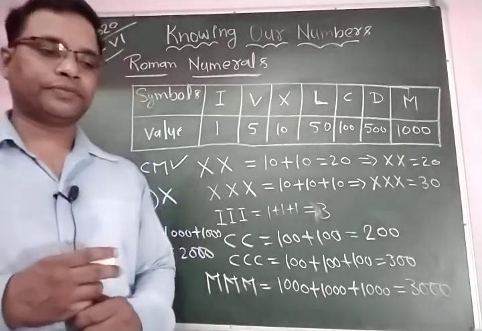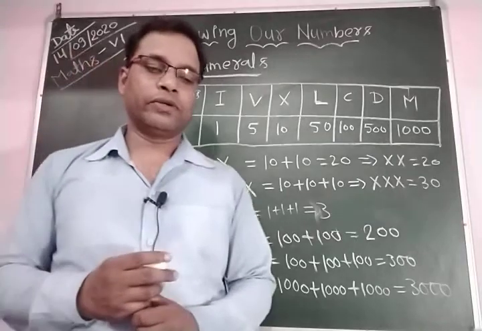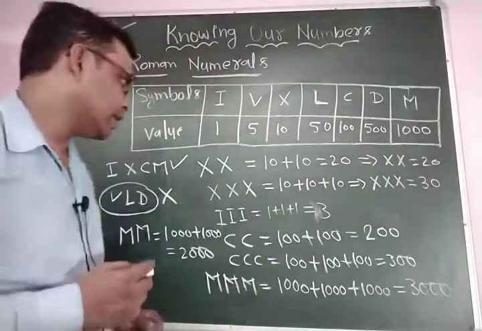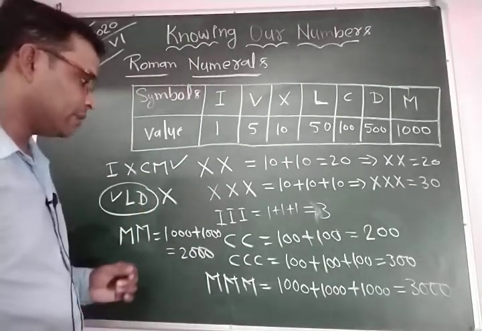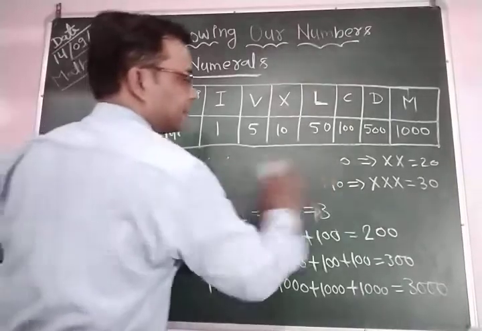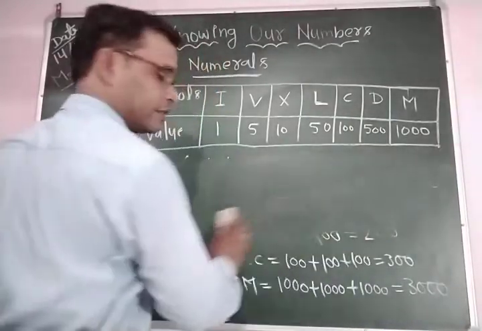Okay, so now we are going to discuss the second rule of Roman numerals. Also you can write this M, or you can see here like this.